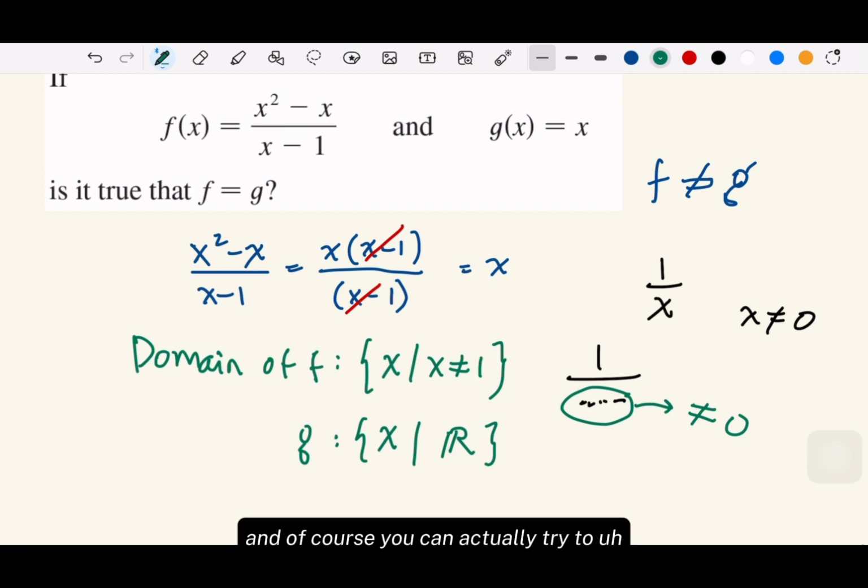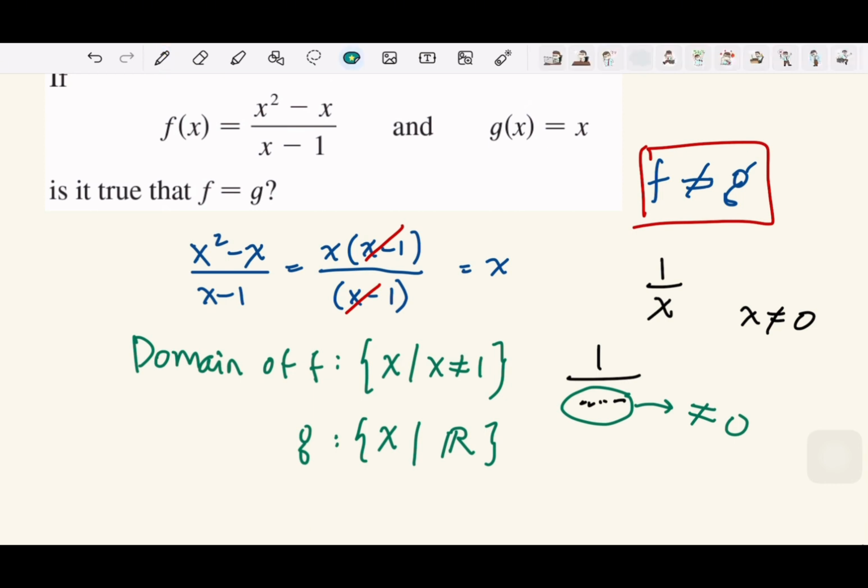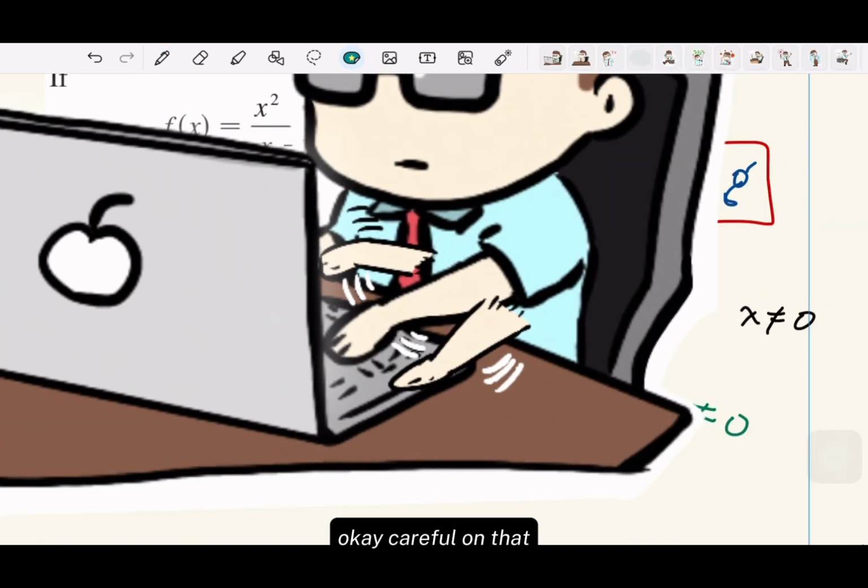And of course, you could try to visualize this using your graphing calculators, and you will see that at x equals 1, you will see a discontinuity, exactly 1 point. Because that 1 point makes things undefined, making things 1 over 0, okay? So f is not equal to g. Okay, be careful on that.